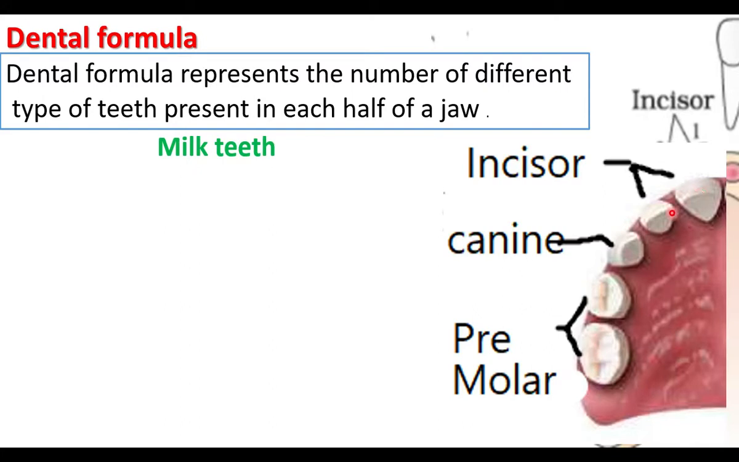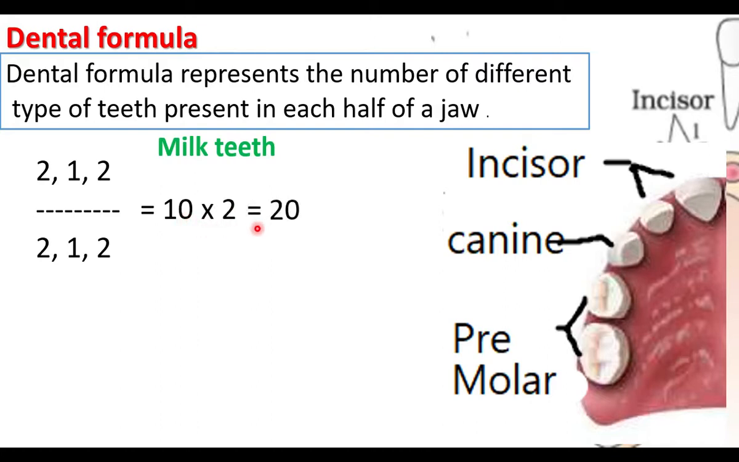Incisors 2, canine 1, premolar 2. There are 5 teeth in one half of a jaw. So both the halves, 5 plus 5, 10. Incisors 2, canine 1, premolar 2: 2 plus 1, 3, 3 plus 2, 5. Another half, 5. So upper jaw has 10 teeth. We have two jaws, upper jaw and lower jaw. So 10 into 2, 20. Number of milk teeth are 20.